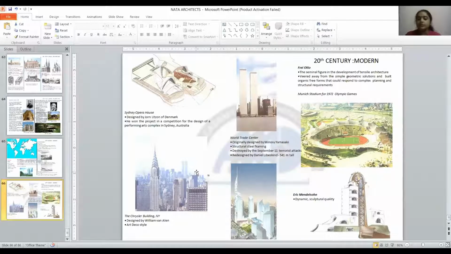After the introduction of RCC, only then did the new type of skyscrapers actually evolve. They started building very big skyscrapers, with glass and everything. You can even take a screenshot of this because there are so many buildings and architects.